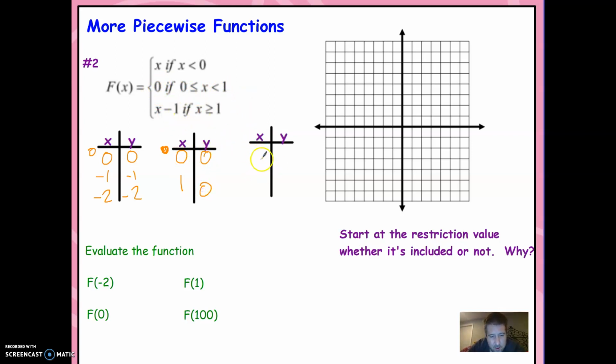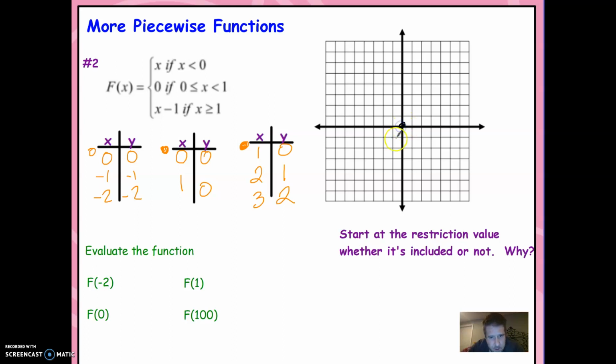And if x is greater than or equal to 1, so start with that, it's going to be greater than or equal to 2, 3, and so forth. So it's x minus 1. So 1 minus 1 is 0, 2 minus 1 is 1, 3 minus 1 is 2. All right, so now I'm ready to plot these.